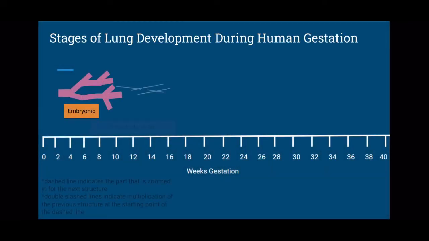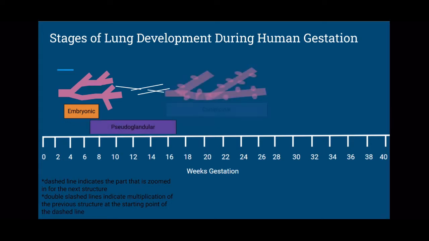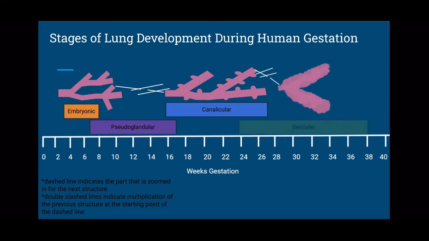There are 5 stages of lung development during human gestation. The first stage is the embryonic stage, which is during the 3rd to 8th week of gestation. During this stage, the lung bud forms. Also, the bronchial tree forms and starts branching, which continues into the second pseudoglandular stage, which is from the 7th to 17th week. The retinoic acid pathway mainly affects these first 2 stages.